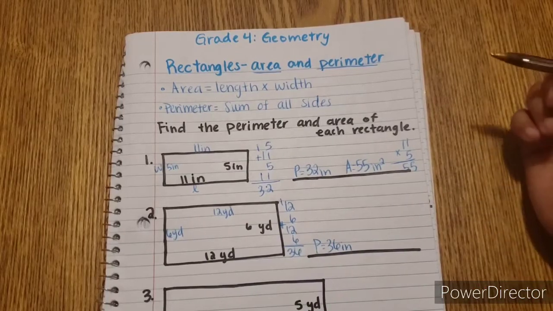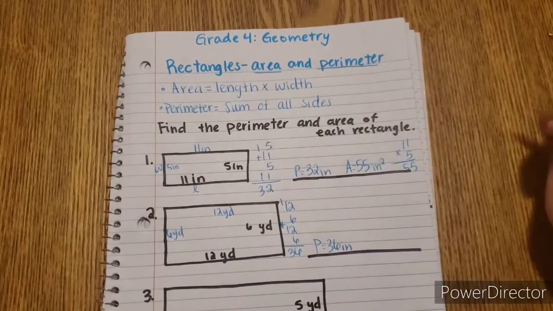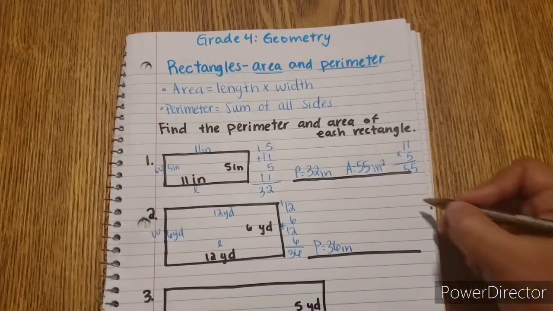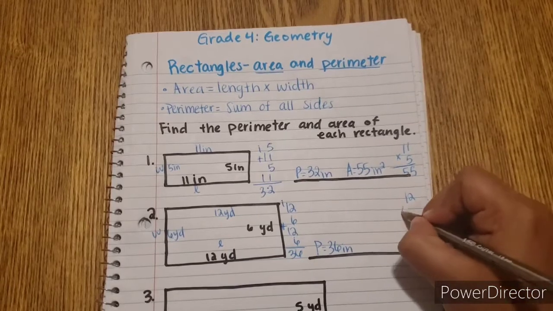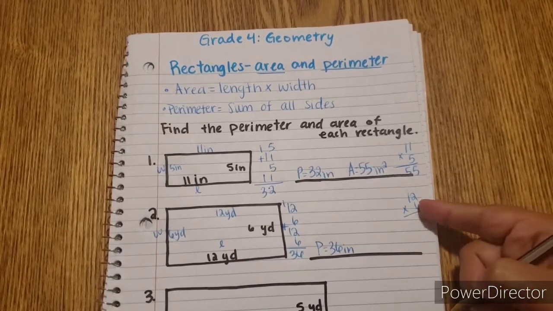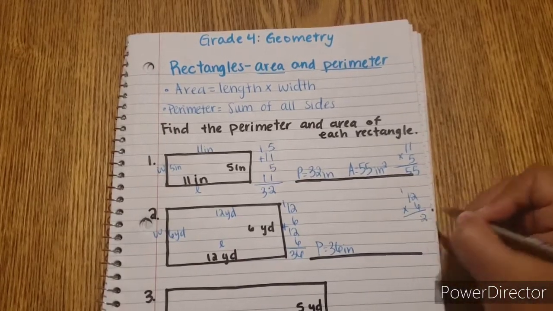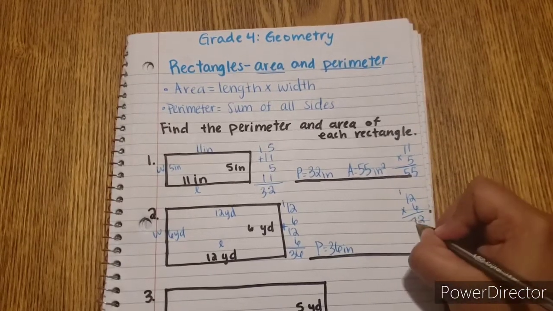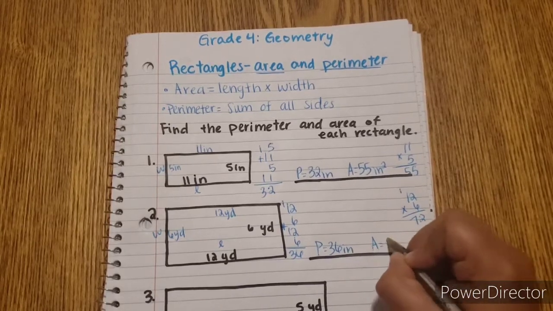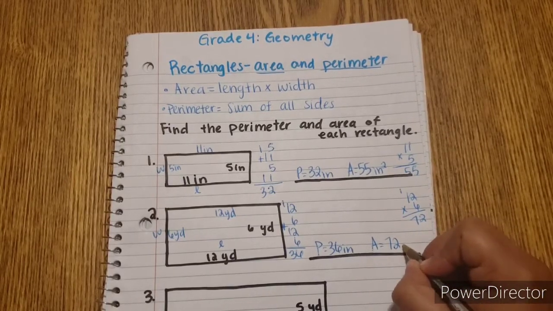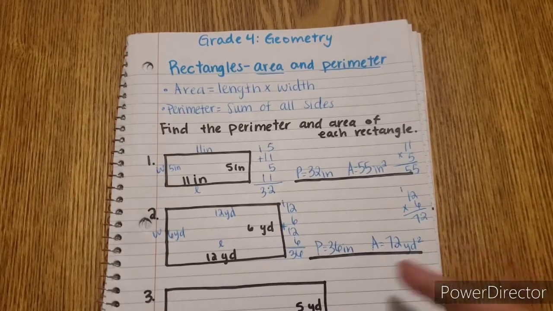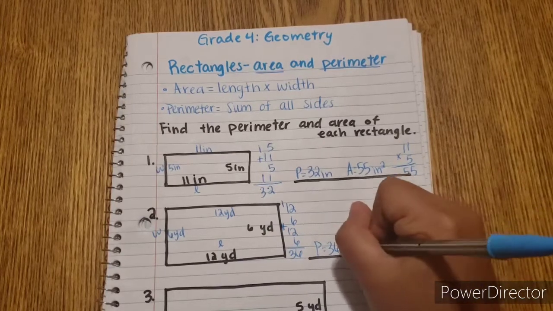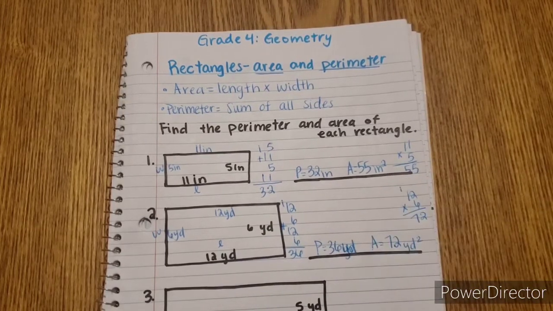Now let's find the area. That is length times width. So we have the length right here and we have the width. So let's do 12 times 6. So what is 6 times 2? That is 12. 6 times 1, that is 6, plus 1, that is 7. So we have area equals 72 yards squared. So I made a mistake right here. It is not inches, it is yards. So let's just go ahead and put yards.